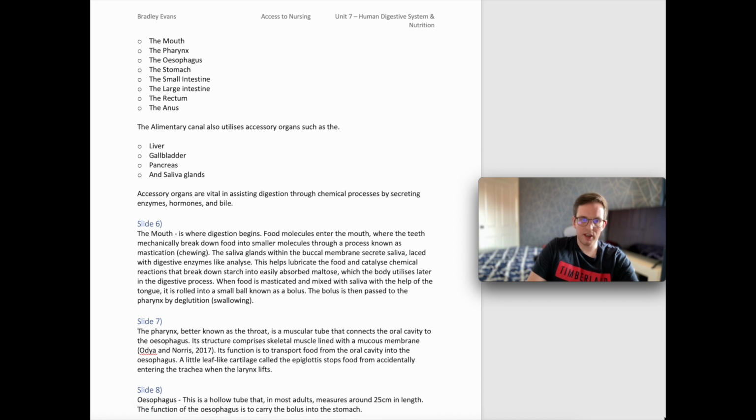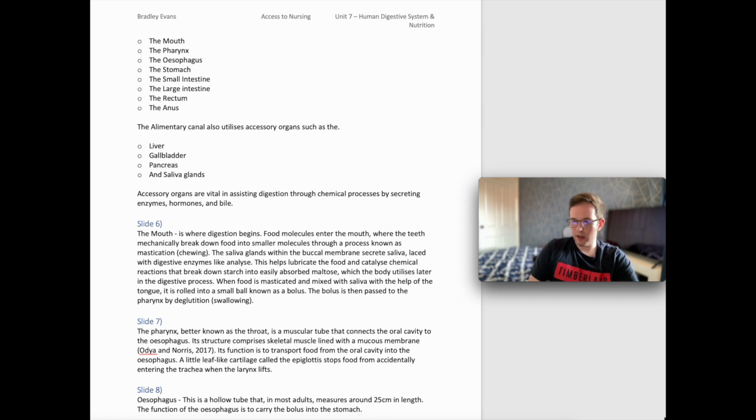The mouth is where digestion begins. Food molecules enter the mouth where the teeth mechanically break down food into smaller molecules through a process known as mastication, or chewing. The salivary glands within the buccal membrane secrete saliva, laced with digestive enzymes like amylase.